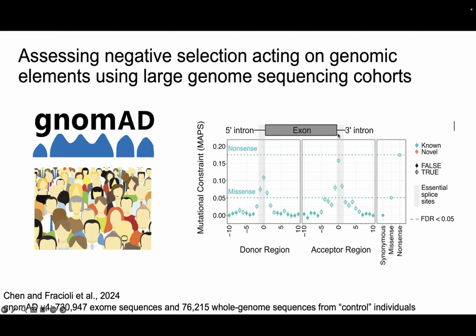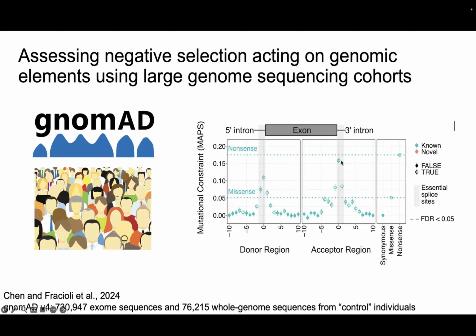Essential splice sites are the two base pairs immediately flanking exons, shown here in our schematic in gray. When you have mutations in the essential splice sites, the splicing machinery can't identify where the splice sites are, and then it can't splice out the introns. Again, that leads to a completely non-functional isoform. So these essential splice sites are also under strong mutational constraint.